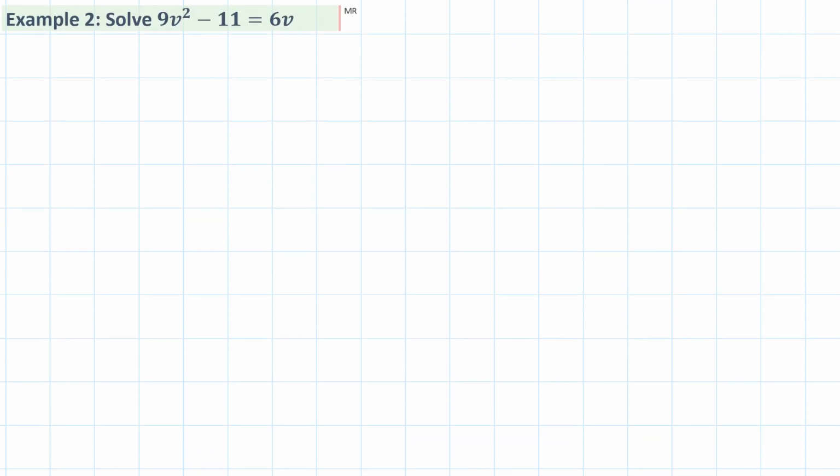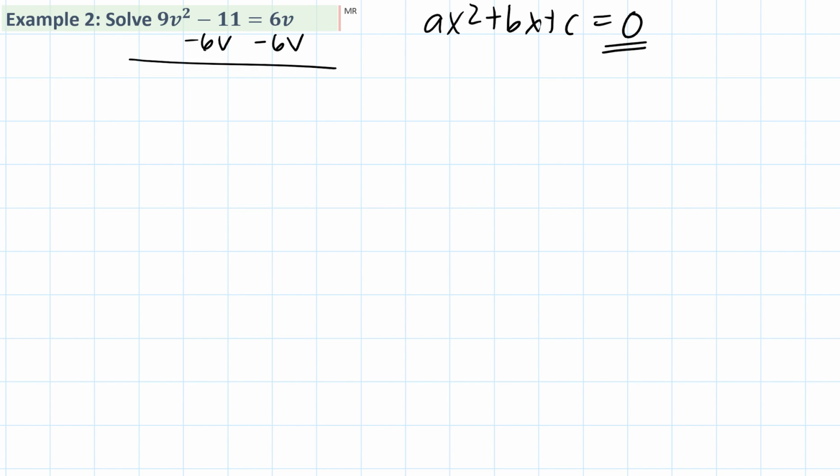Much like factoring, the quadratic formula can only be applied once you have all the terms on one side of the equation. That is, you need ax squared plus bx plus c to be equal to 0. So we have to start by moving this 6v. So we have 9v squared minus 6v minus 11 is 0. I'm putting them in order because that will help me identify my a, b, and c term.